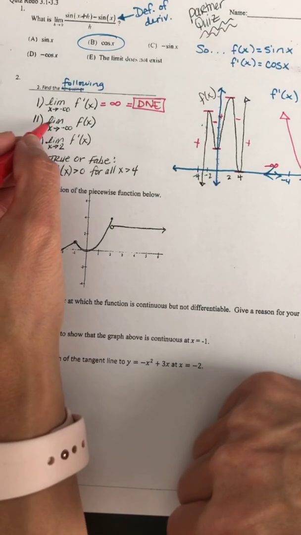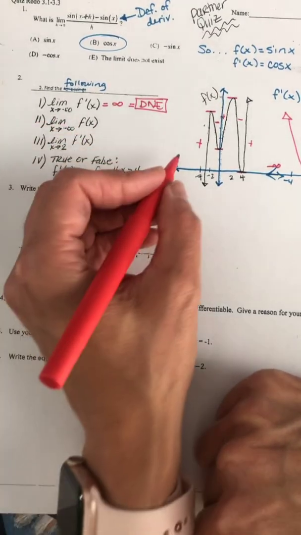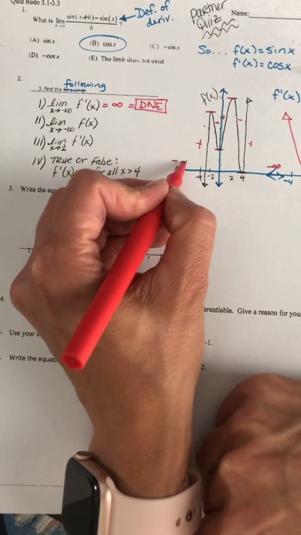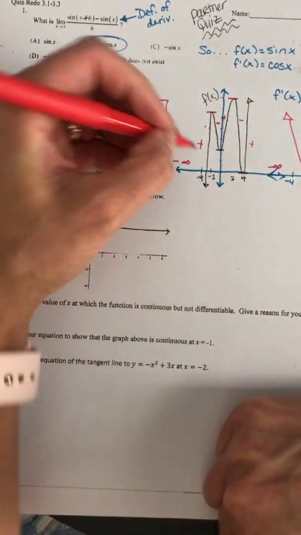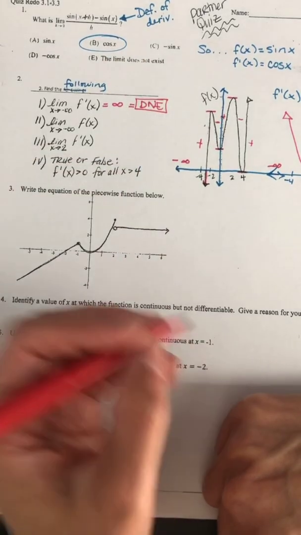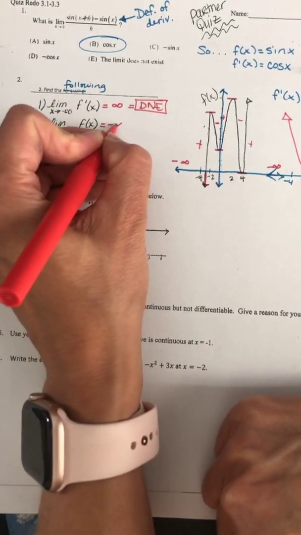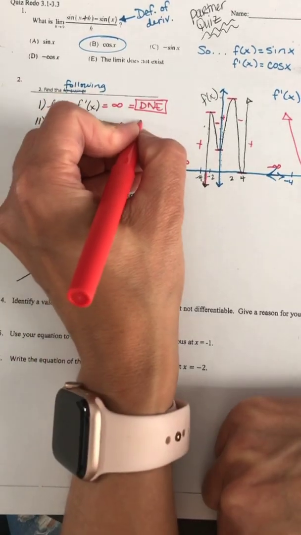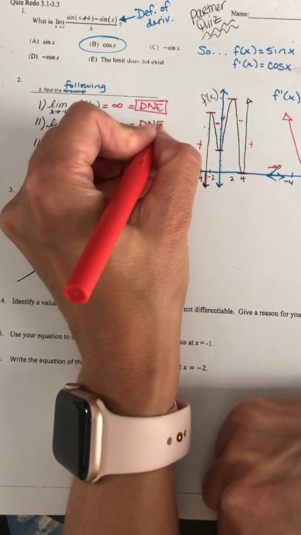Roman numeral 2, the limit as x approaches negative infinity of f of x. So on the original graph, we're going towards negative infinity, and it's going down, down, down, down, down. So that means down to negative infinity, which we know when it approaches infinity, the limit does not exist. DNE.